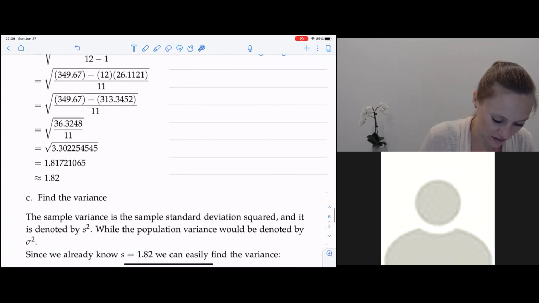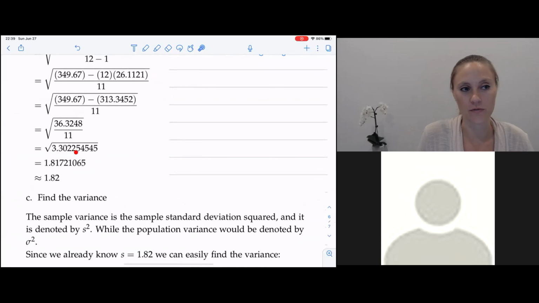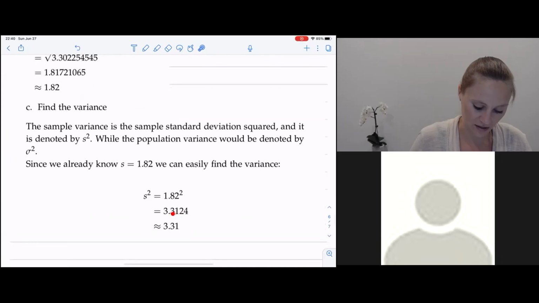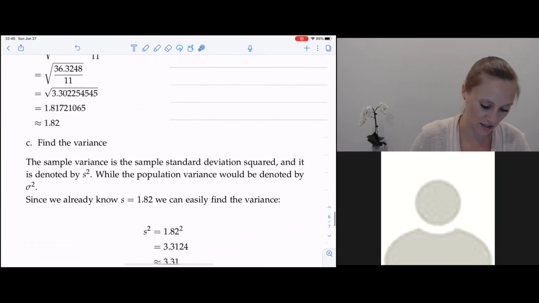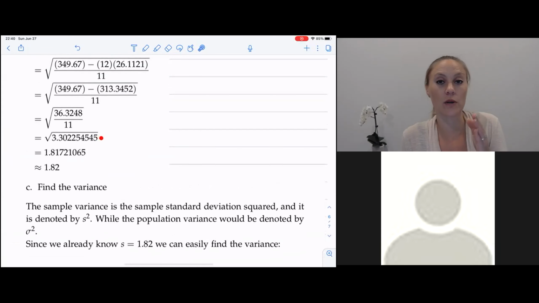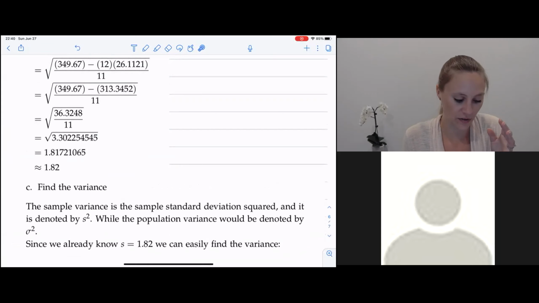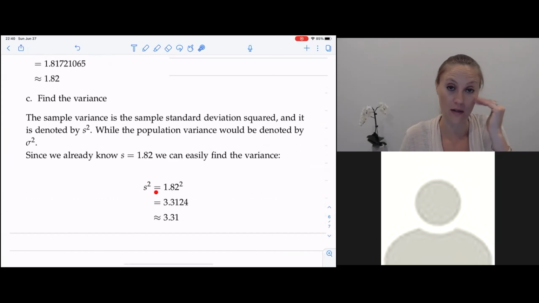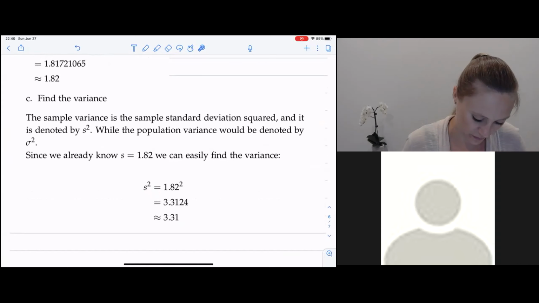Notice that 3.3022545454, whatever, is basically what the variance is, right? And so the standard deviation takes the square root. So really what we're finding under the square root is the variance. And then when we square root it, we get the standard deviation. And then if we want to move back from the standard deviation to the variance, then we can just square the result and then we're back. And because we're rounding, it's close enough.